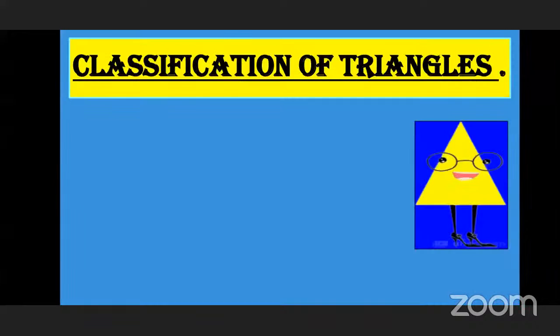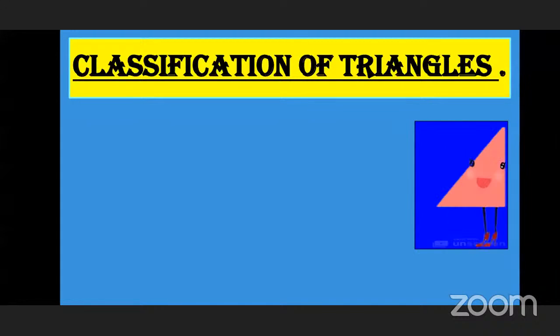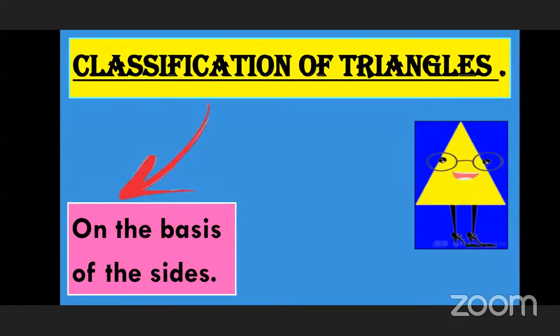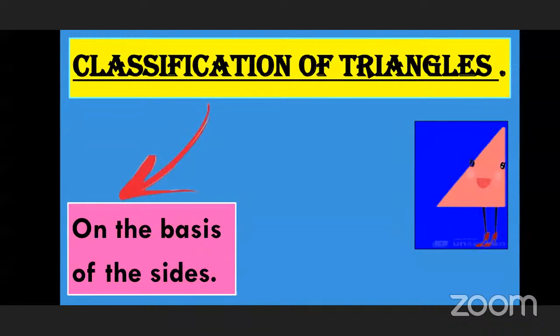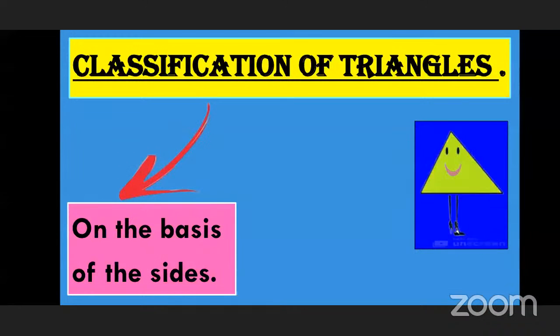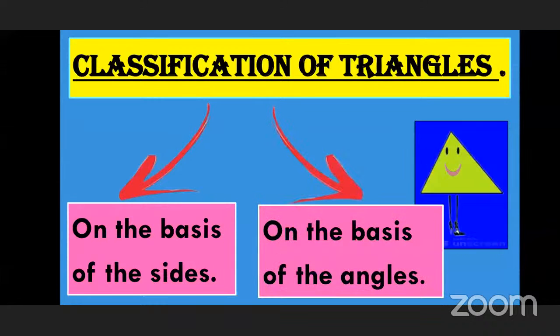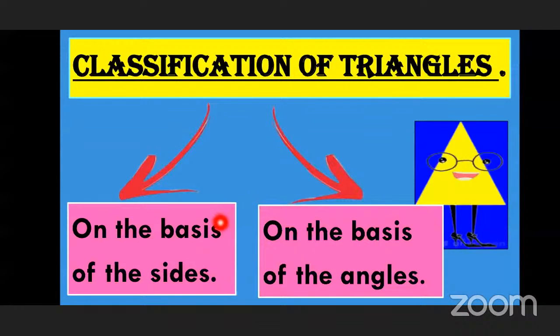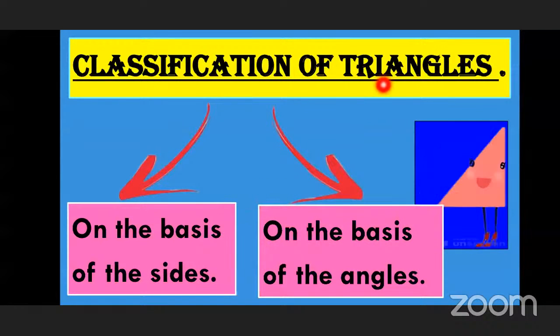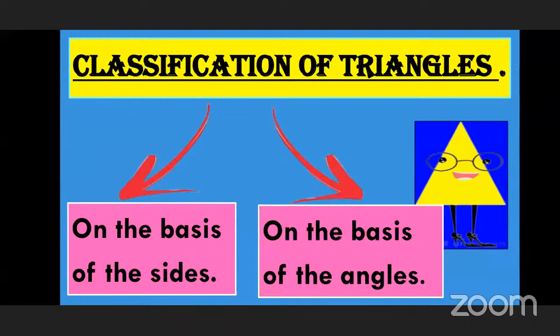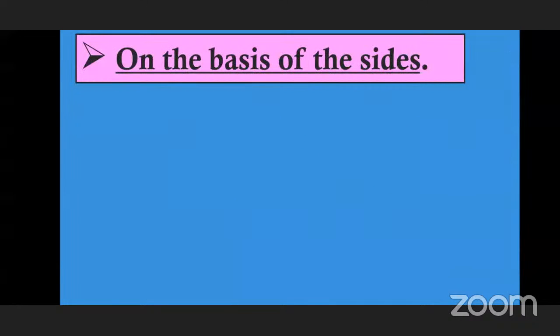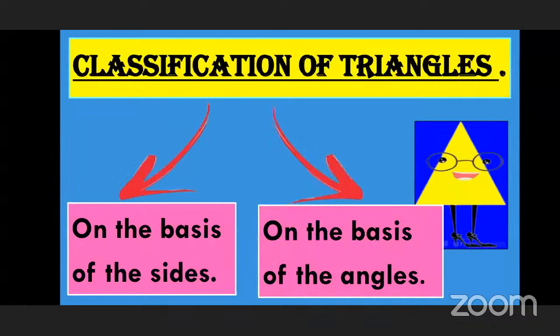So now we will see the classification of triangles. The triangles are classified into two types. Firstly, it is classified on the basis of the sides. And secondly, it is classified on the basis of the angles. That means children, the triangles are classified on the basis of sides and on the basis of the angles. Okay. Now we will see how the triangles are classified on the basis of the sides.